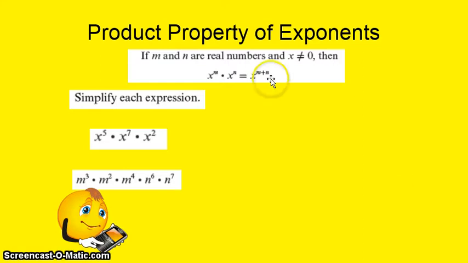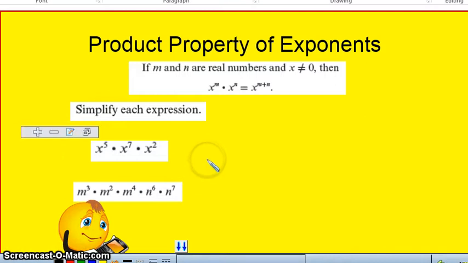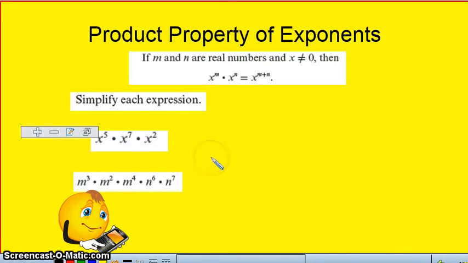The product property of exponents tells us that if we have a base to a power and we're multiplying by the same base to a power, we can simply add the powers of that base. In these examples, you can see how this works.